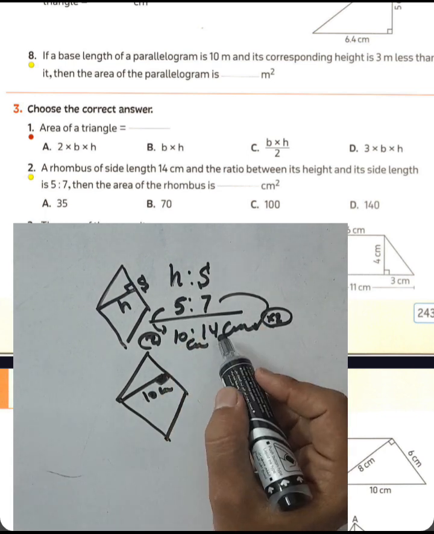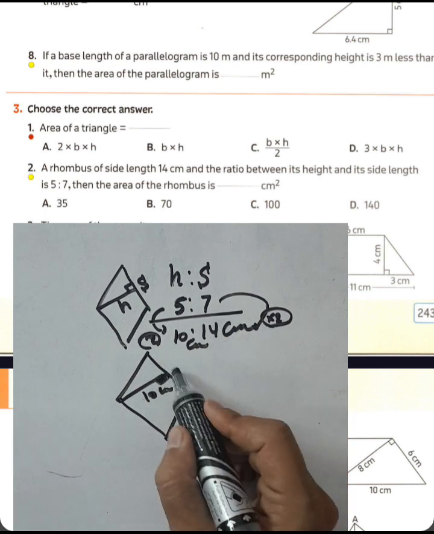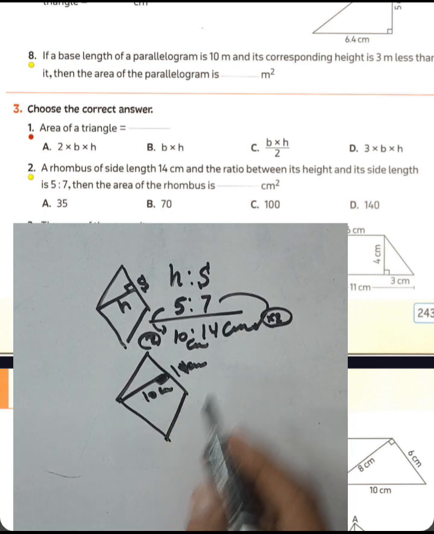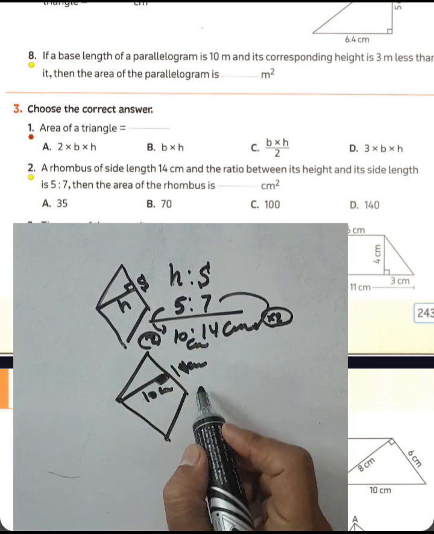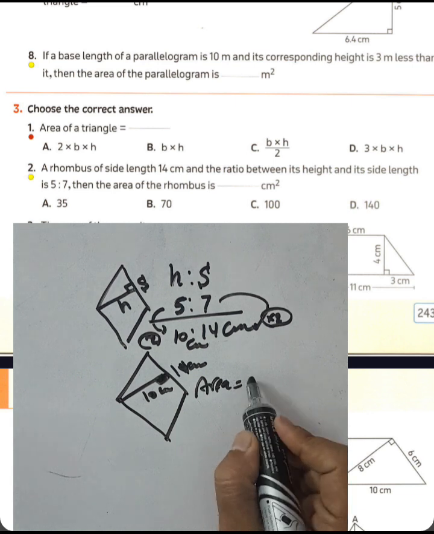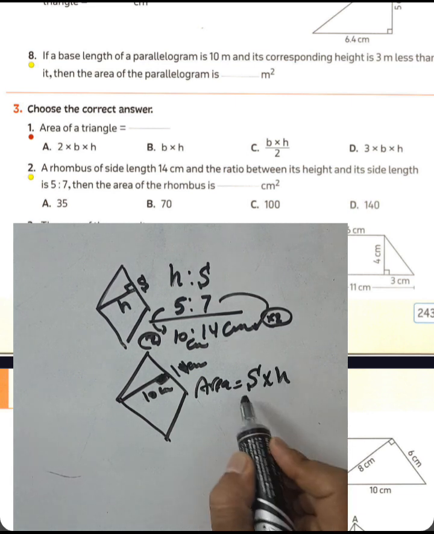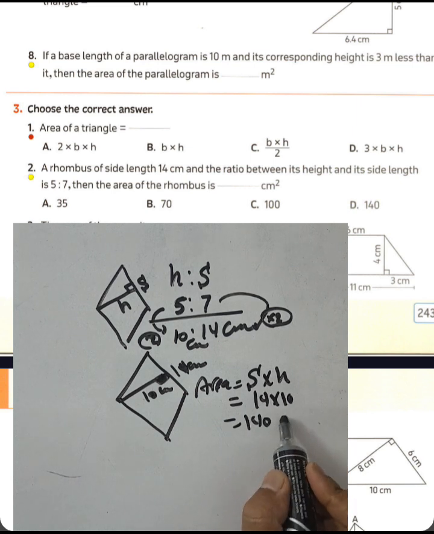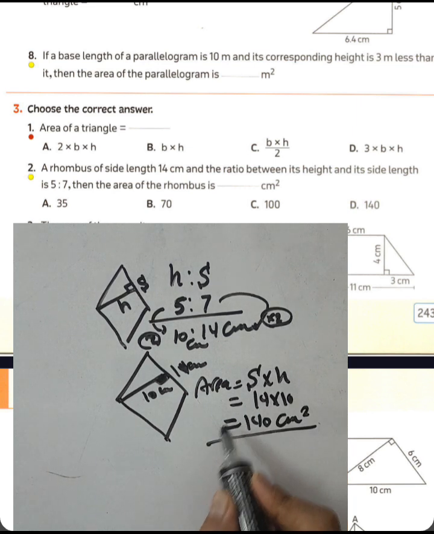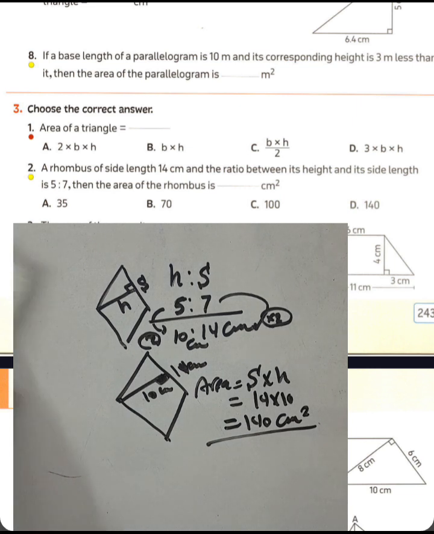And the base, meaning the side, was 14 centimeter. We have 14 centimeter base and the height 10. Then the area will be side product by the height. The side was 14 product by height 10. Then the result will be 140 square centimeter. Okay, choose letter D for question number 2.